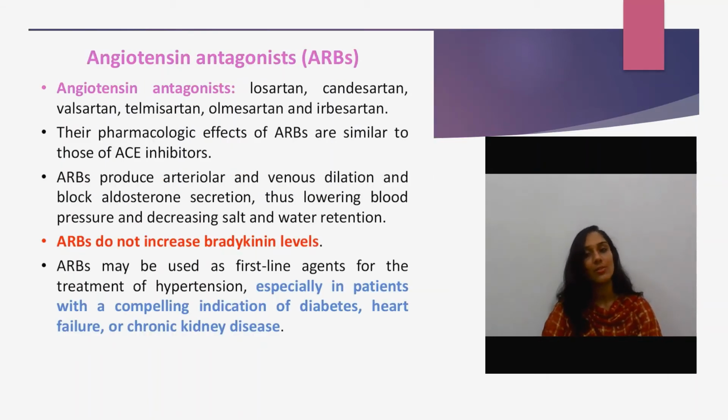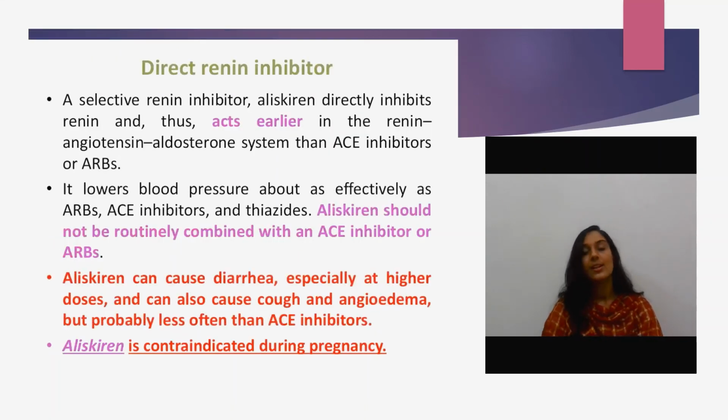Then next is angiotensin receptor blockers. For example, losartan, candesartan, valsartan, telmisartan, olmesartan, irbesartan. All the sartans are angiotensin receptor blockers. They produce arteriolar and venous dilatation and block aldosterone secretion, thus lowering blood pressure and decreasing salt and water retention. They do not increase bradykinin levels. They are first-line agents for treatment of hypertension, especially in patients with a compelling indication of diabetes, heart failure, and chronic kidney disease.